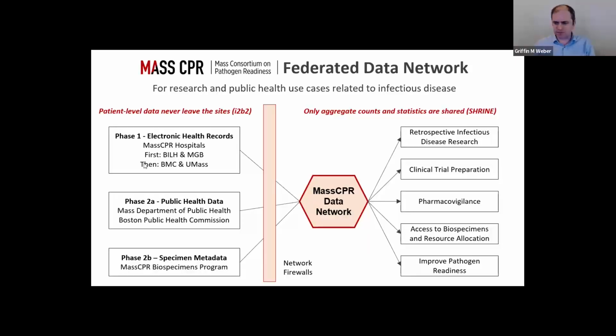It's a Shrine network that connects different electronic health record data sets, but it also includes data that we're pulling from public health data sources like wastewater pathogen levels, as well as eventually integrating with biobanks and biospecimens. And the network is intended for various use cases, including retrospective infectious disease research, finding sites for clinical trials, pharmacovigilance for vaccines or other therapies for infectious diseases. Once we get the biospecimens linked in, there are always resource allocation questions related to specimens, and then the overall goal of this network is to improve pathogen readiness.